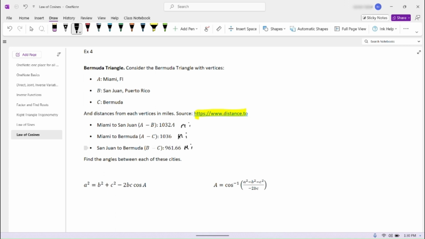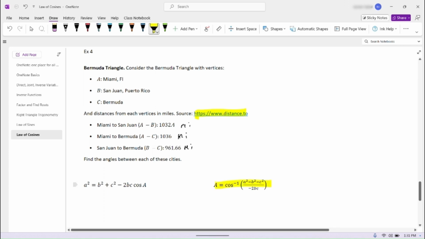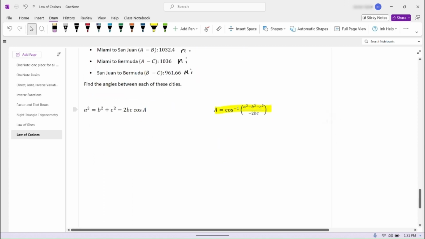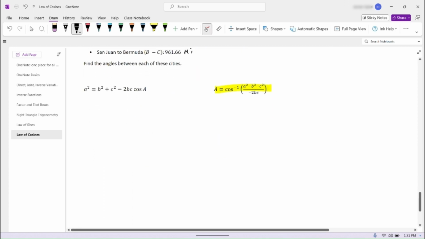So what we need to do is find the angles between each of these cities. So right now we know the distances. Those are the lengths of the sides of our triangle that we know. So we need to find the angles, and the equation to help us do that is this second one here that solves for angles. So let's come down here and make a sketch again of how to solve this problem.